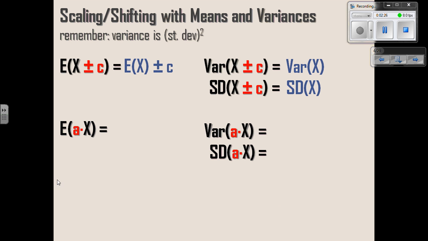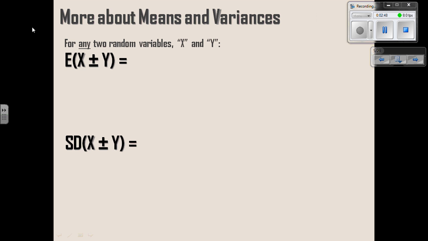Okay. For our constant rule, or scaling, if we multiply by a constant, the expected value also gets multiplied by that constant. The variance will get multiplied by that constant squared, because remember, variance is standard deviation squared. Standard deviation just gets multiplied by that constant. So we saw that as an example in the warm-up. Okay, so moving on to something a little bit different.